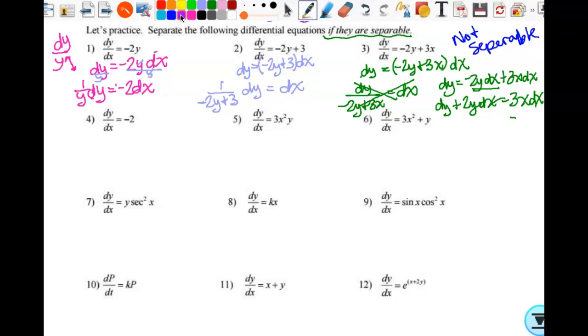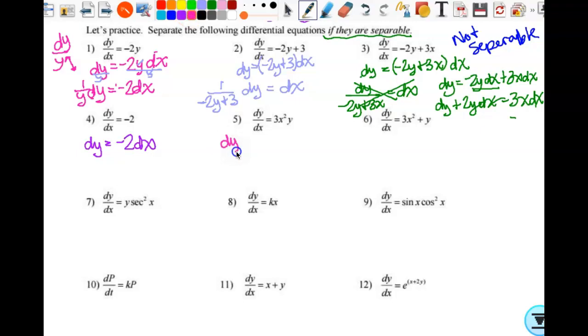All right, so let's look at 4. My first thing I'm going to do is multiply both sides by dx. So I'm going to get dy equals -2 dx. I don't have any other variables, so that's good, right? That one was pretty straightforward. All right, so then let's look at number 5.